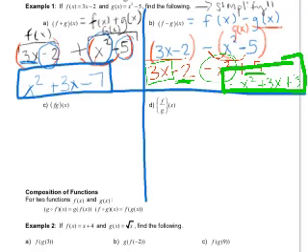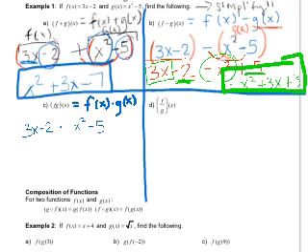Any questions? Okay, let's do the next one. F times g of x. Once again, I would take the time to rewrite that as f of x times g of x. What that means is we take our f, which is 3x minus 2, and we multiply it times our g, which is x squared minus 5.